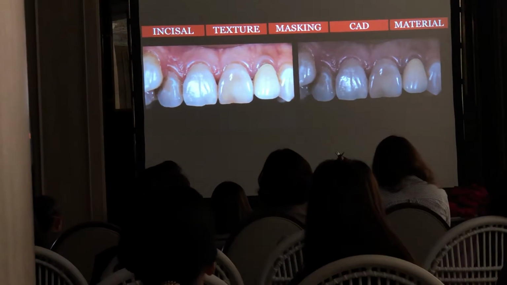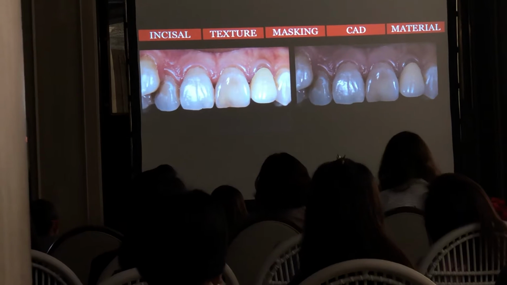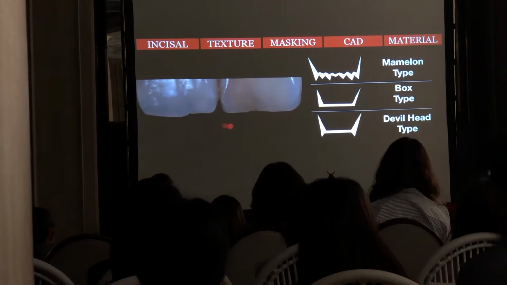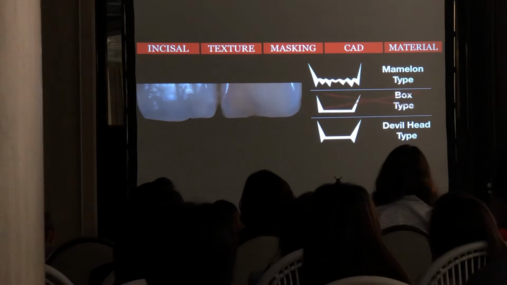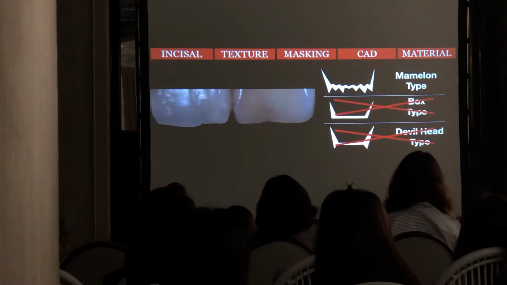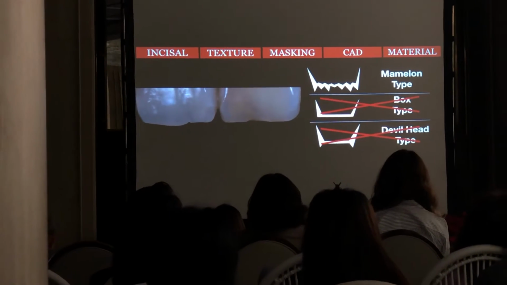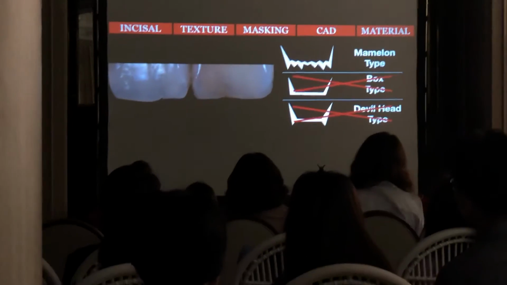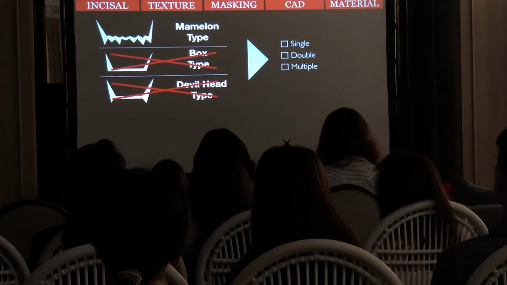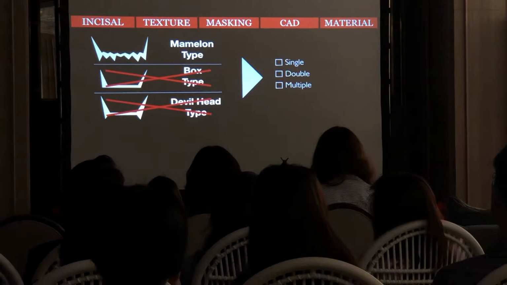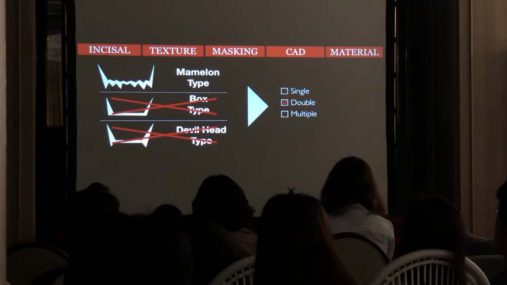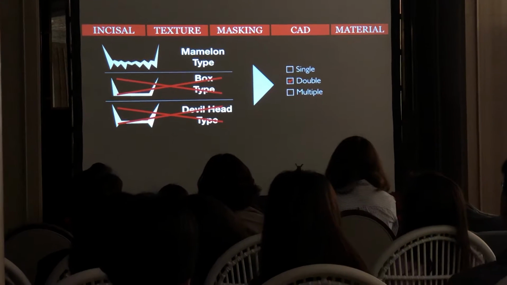So we start from incisor edge evaluation. This patient, I highlight the incisor edge. I believe this is the Marvelon type. This is very hard to tell. This is box type. It's usually the Marvelon type. So since I use Marvelon type, perhaps I use the double layer, multi-layer. Double layer, multi-layer, that's fine, but single layer, no.